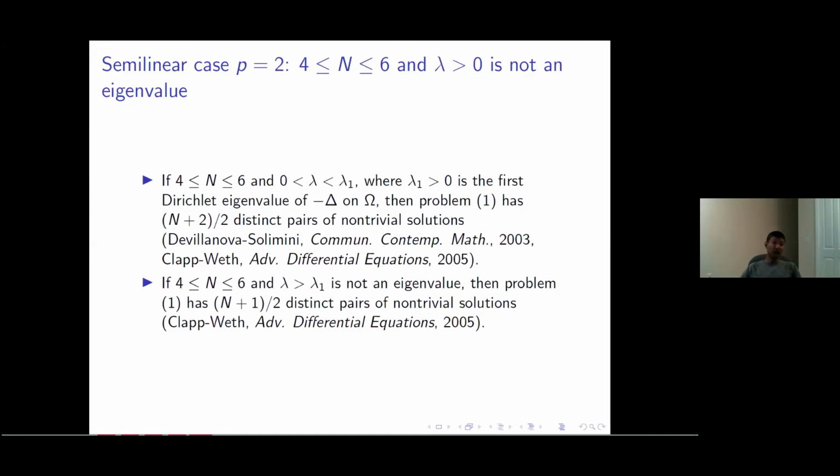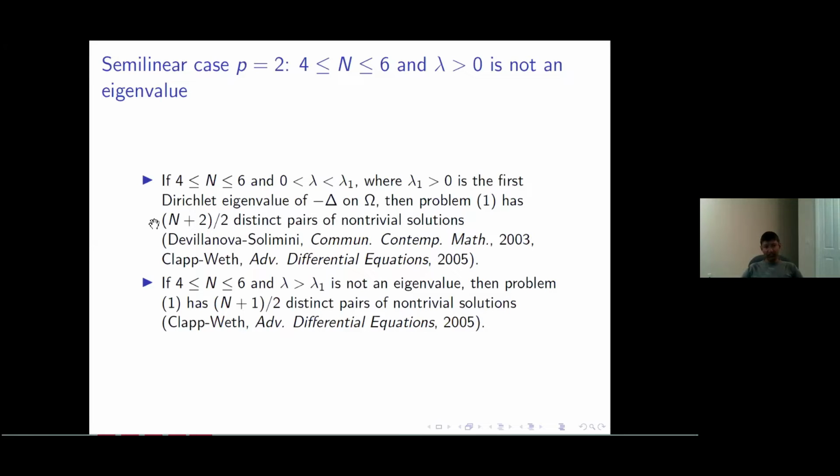Now let's look at what's known in the low dimensional case, n between 4 and 6, and we're still looking at the semilinear case p equals 2. First, let's consider the case where lambda is not an eigenvalue of the negative Laplacian with zero boundary data. Then if lambda is smaller than the first eigenvalue, it's known that this problem has n plus 2 over 2 distinct pairs of non-trivial solutions.